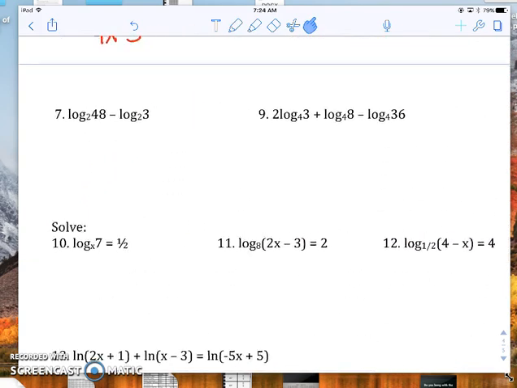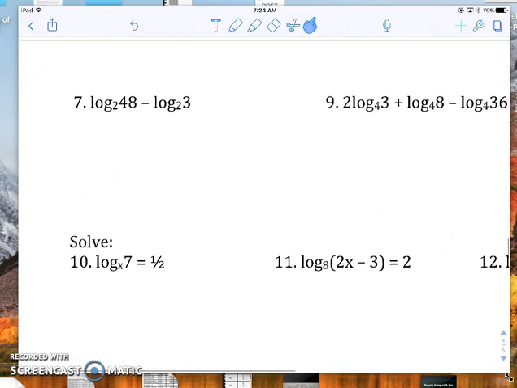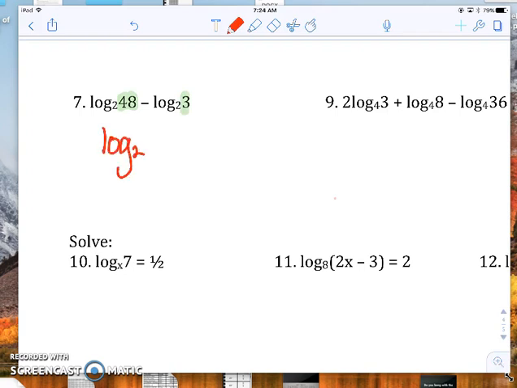And now we're going to move on to some condensing. So condensing goes back to division. So you got 48 divided by 3. So log base 2 of 48 divided by 3. And that's 16. So we have log base 2 of 16.